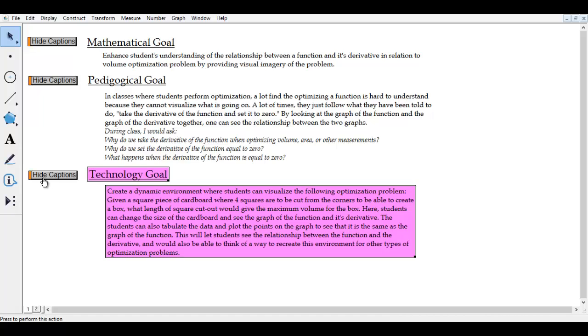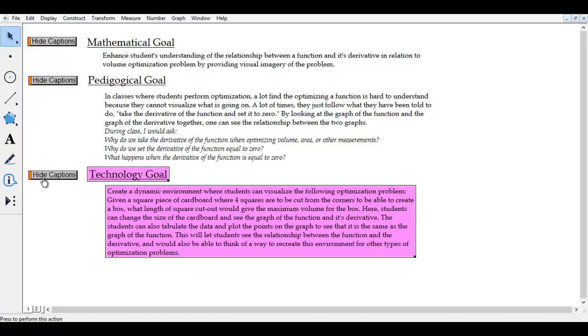And using technology, I would like to create a dynamic environment where students can visualize the optimization problem, where one is given a square piece of cardboard where 4 squares are to be cut from the corners to be able to create a box. And the students are supposed to figure out what length of square cutout would give the maximum volume for the box.